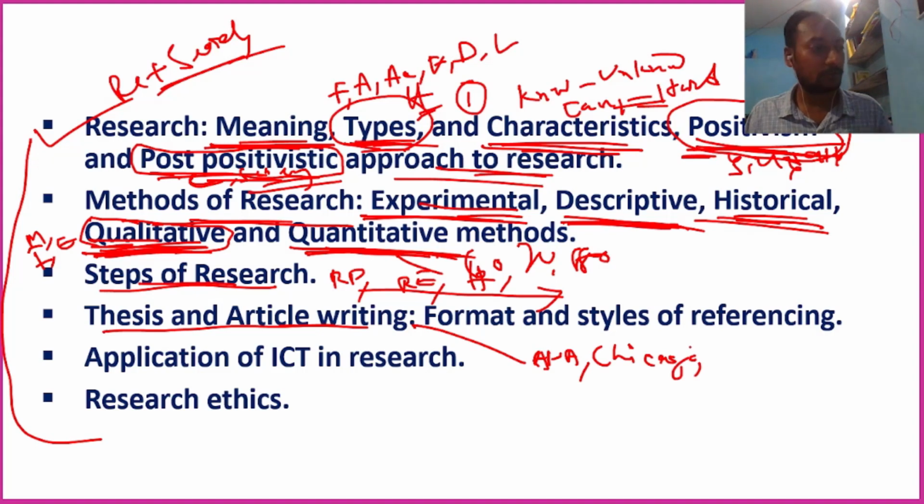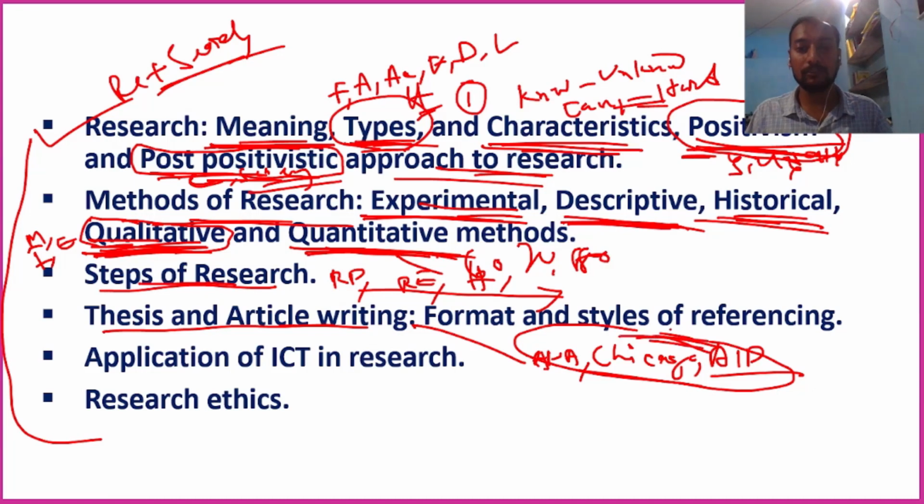Okay, Chicago style we can go for, or we can go for the AIP style. So different styles are there, which style is proper for our study, that also we should understand under this particular point. Okay, reference style that I already mentioned. Then application of ICT in research.